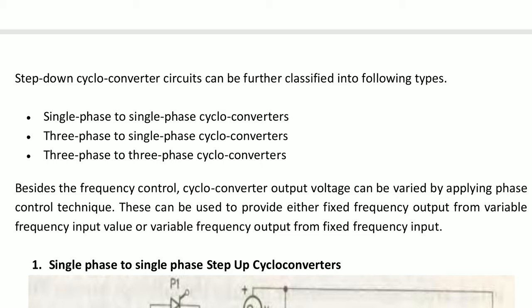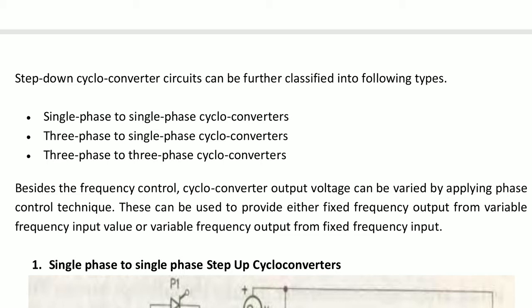The first type, as we have shown, is the single phase to single phase step up cycloconverter. Besides frequency control, the cycloconverter output voltage can be varied by applying the phase control technique. This can be used to provide either a fixed frequency output from a variable frequency input or a variable frequency output from a fixed frequency input. So the basic mechanism behind this is the phase control technique.